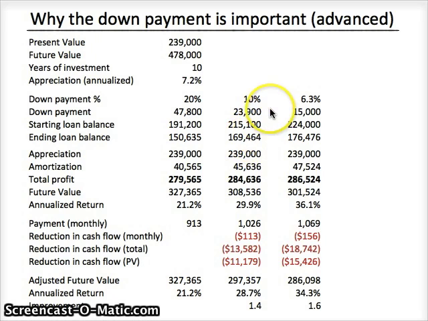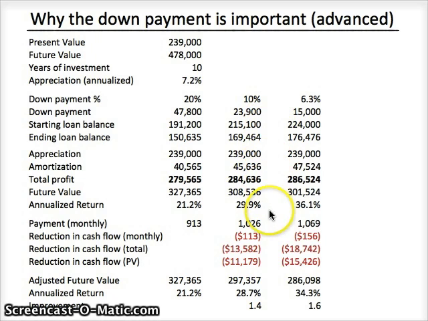For the 10% down payment example, now we have only a down payment of $23,900, but we have a much higher starting loan balance of $215,100. So the ending loan balance would be $169,000. Again, we'd have the same appreciation. This time we would have an amortization of $45,000 and a total profit of $284,000. So our future value would be $308,000, and we'd have an annualized return of almost 30%.